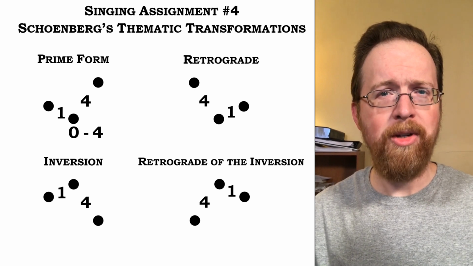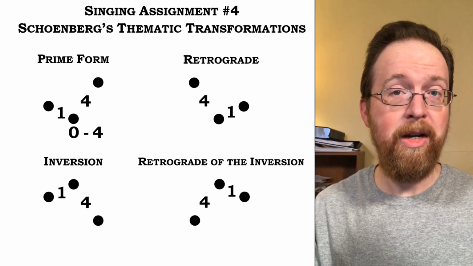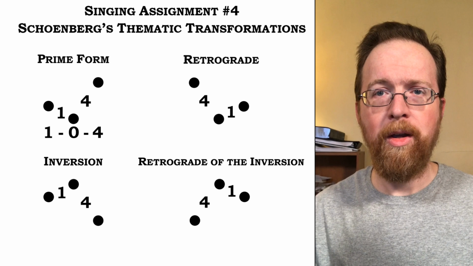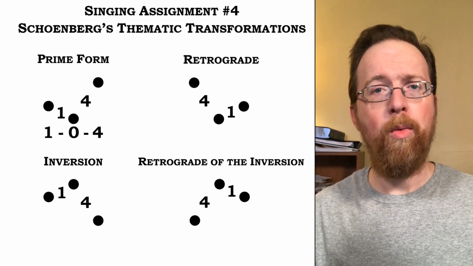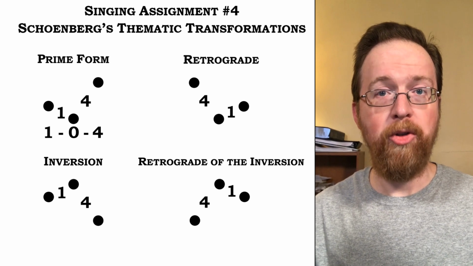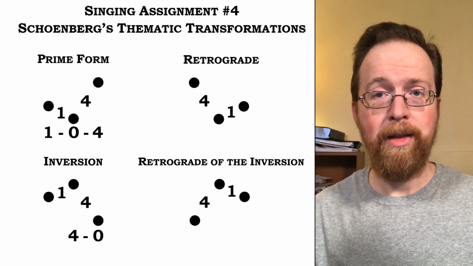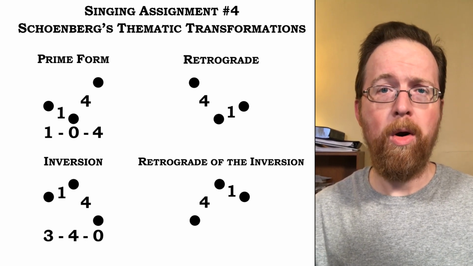Well, how does the half step interact with the major third? Well, it's preceding the lower 0, so it becomes 1, 0, 4. Well, what about the inversion? Well, the major third now descends. That's 4 to 0. And the half step precedes the 4. 3, 4, 0.